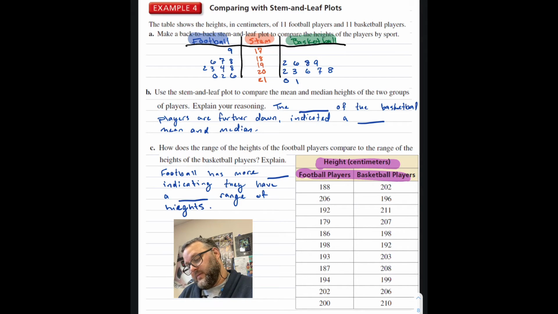So here we have the mean or median. Actually, they're both going to be true. Of the basketball players are further down. All that really means is if you look on the left-hand side, that 17 has a 9, but there's nothing on the right. The 18 has a 6, 7, 8. The 18 on the right has nothing. And then the 19 is where they both start having a lot of numbers. So on the left-hand side for the football players, there's actually more numbers that start earlier. So all this statement is saying is the basketball players start further down.